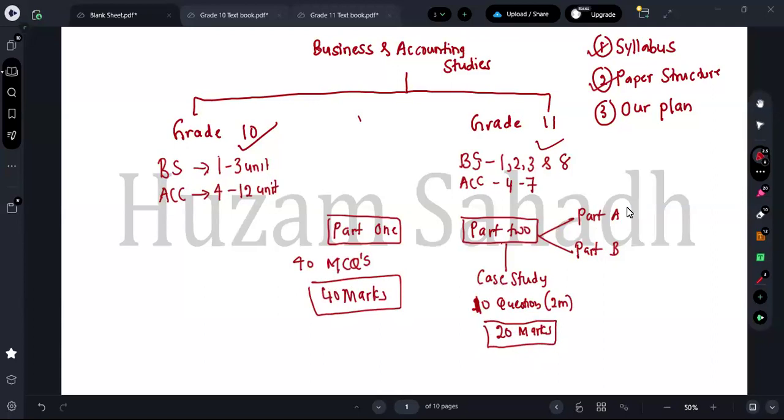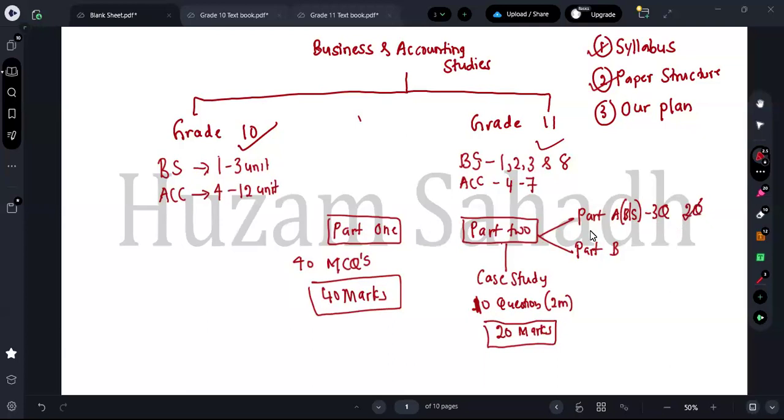And here in part one, as you all know, they will be testing the business studies part, not accounting. From grade 10 and 11, they will be testing only the business studies. So here they will be giving you all three questions. Out of that, how many questions should you do? You should do only two questions.